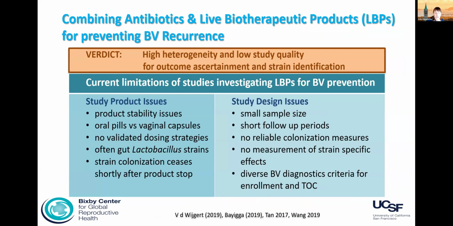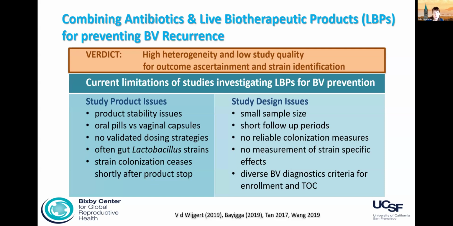A few years ago, Janneke van der Weiger did a meta-analysis. I think it was 20 or so studies that she was able to include, reviewing clinical trials that combined antibiotics and live biotherapeutic products for BV recurrence. A number of other authors also published papers, and across the board, the verdict was not very flattering: high heterogeneity, low study quality for outcome measurements and strain identification.